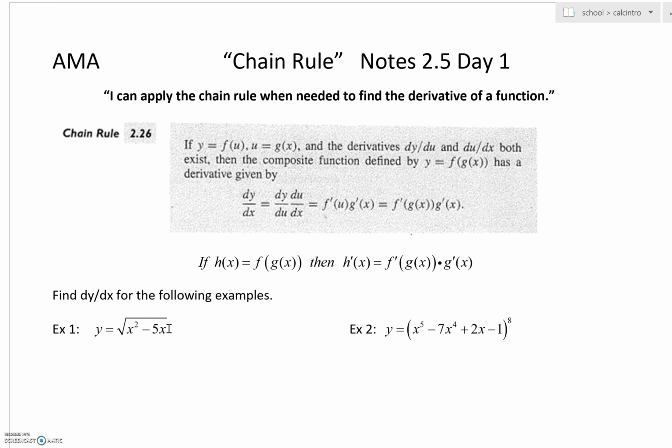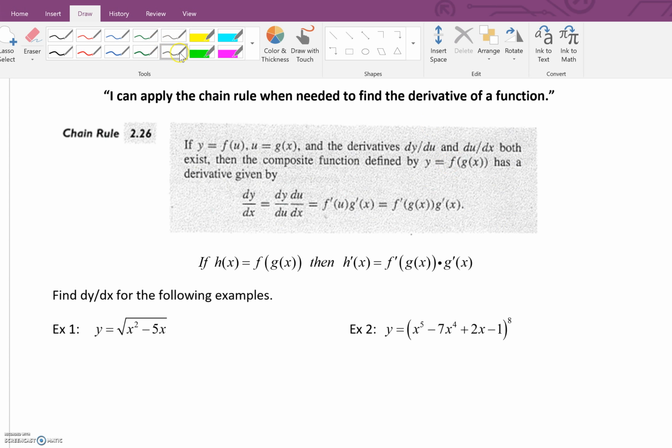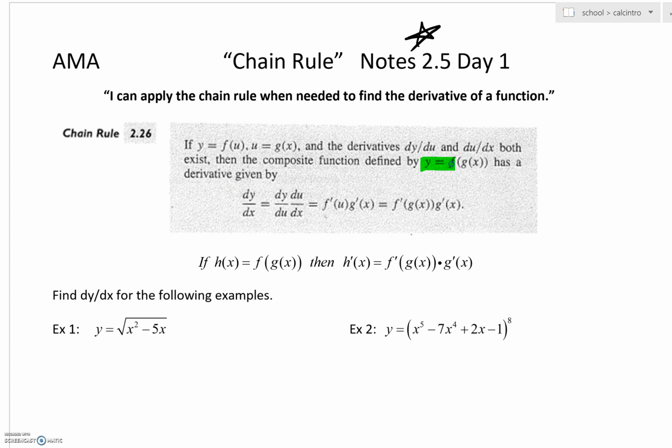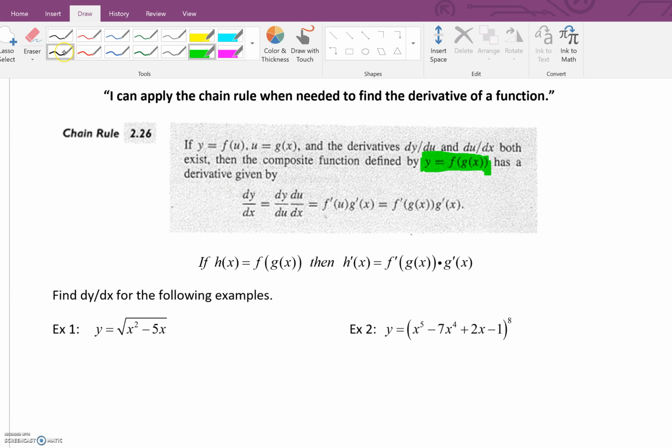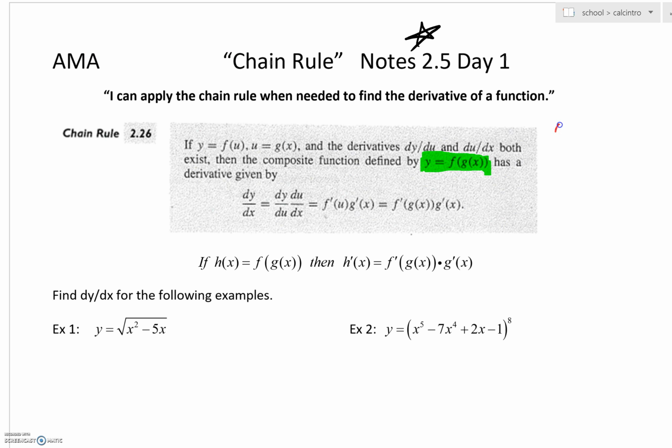Okay, accelerated math analysis, one of the most important lessons in calculus, the chain rule. Lesson 2.5. You can see our learning target. I can apply the chain rule when needed to find the derivative of a function. But guys, that function will be a composition of functions. One function plugged in inside of another. What could that look like?